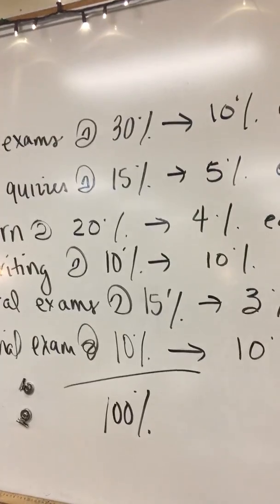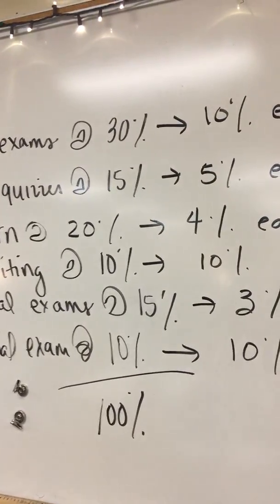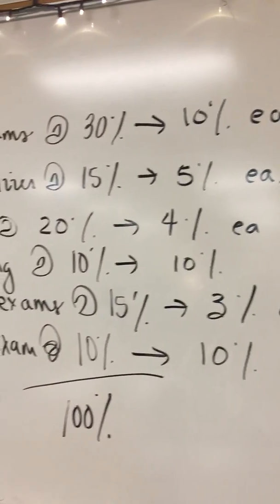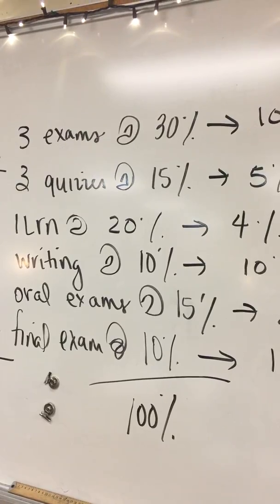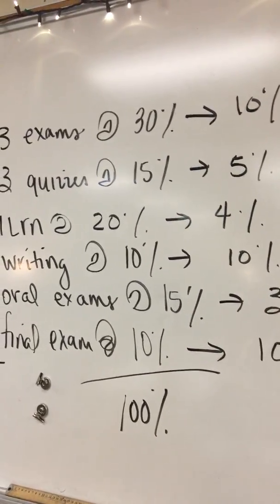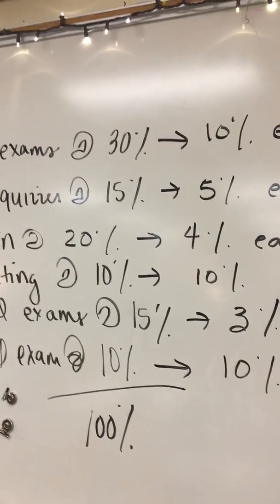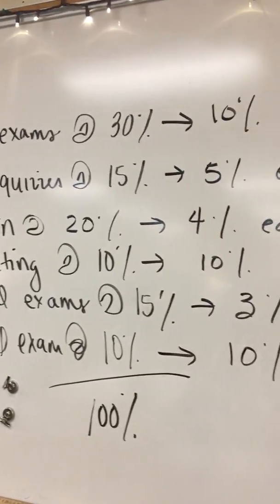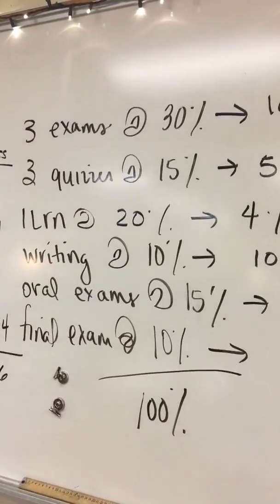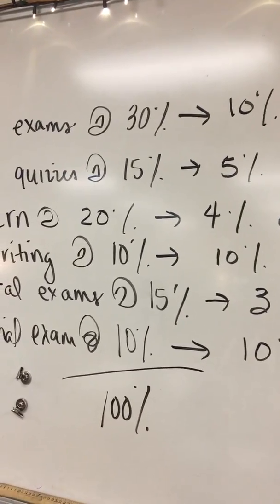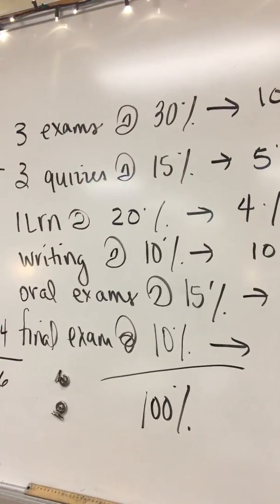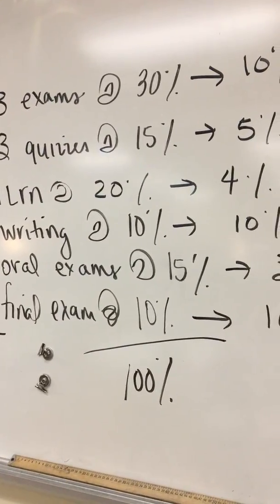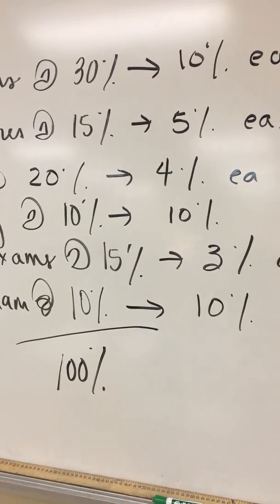Again, we've had 2 exams so far. Each exam is 10% each. Okay, we have 3 quizzes. We've taken 1 culture quiz so far. So each culture quiz is 5% of your grade. Each online homework assignment is worth 4% of your grade. Each writing assignment is worth 10% of your grade. There's only going to be 1 essay written. Each oral exam is 3% of your grade. And then your final exam is 10% of your grade.